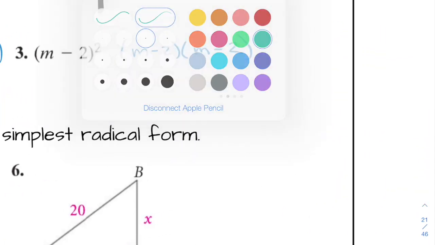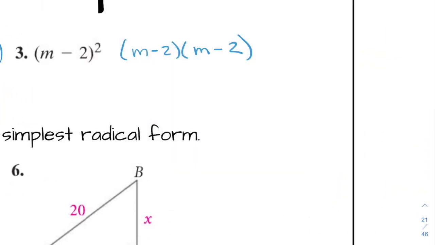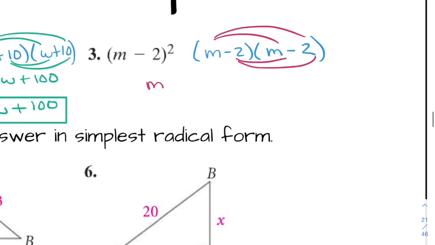And the last one, this one has negatives, so just be careful. So M squared minus 2M minus 2M. Don't forget, negative 2 times negative 2 is actually a positive 4. So this one we get M squared minus 4M plus 4.